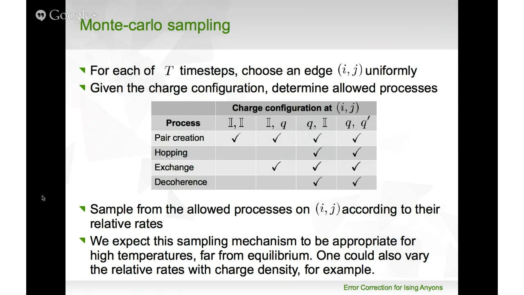So we expect that this phenomenological model captures short timescale physics when this system is far from equilibrium. So when it's in contact with the thermal reservoir, which is at a high enough temperature that the bath is able to create these charges and hop them around and move them, etc. You could also vary these relative rates to try to capture a particularly relevant regime. For example, if you have a cooler bath, maybe hopping is a more dominant process, but pair creation is suppressed by Boltzmann factors, for example.